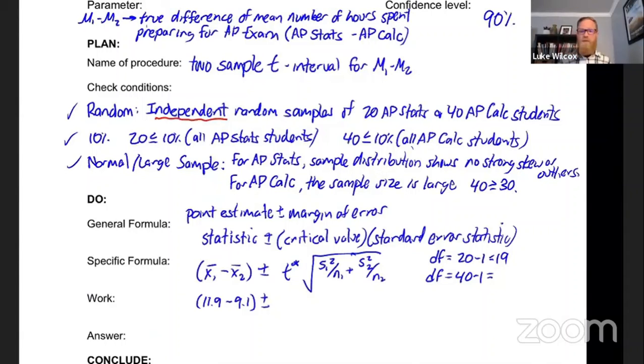Now, there's two different ways that we can approach this. I'm going to show you the way to do it by hand. We call this the conservative approach. It is more conservative to use a lower degrees of freedom here. So we're just going to take the lower of the 2 degrees of freedom, and let's start with that. And then later, I'll show you how we can use technology to get an exact degrees of freedom. But for now, let's use 19.